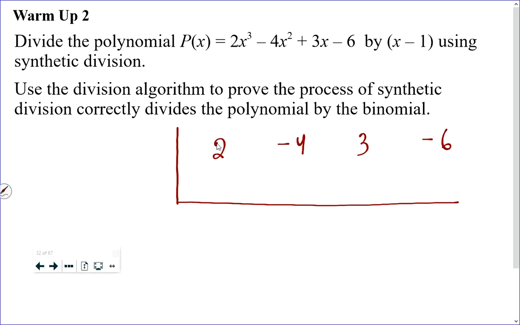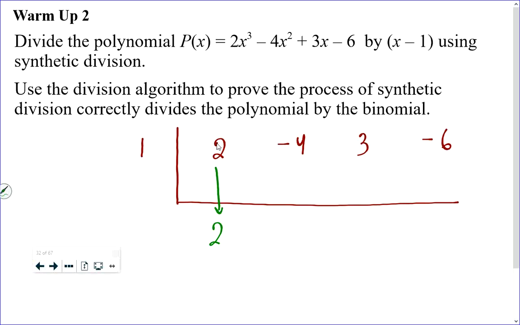What you're going to now put to the left of this box is the zero of the binomial. In other words, you're putting a. I hope it's not lost on you that x minus 1 compared to x minus a tells us a is 1. Right? So you put a outside of the box, and then inside of the box you put all of the coefficients of every term from the highest degree term down to degree 0 in the right order, and you bring down the first coefficient. And that's the setup.